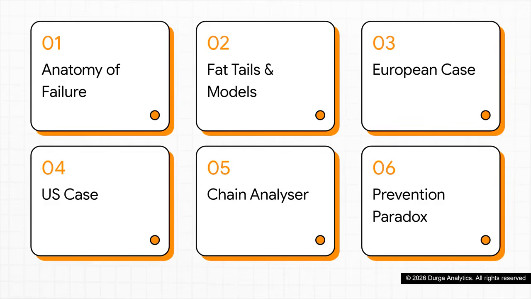We're going to look at the anatomy of a failure chain, talk about fat tails and broken models, contrast a European case study with a US case study, do a desk-ready build called the incident chain analyzer, and finish up with the invisible prevention paradox. Let's get right into it.